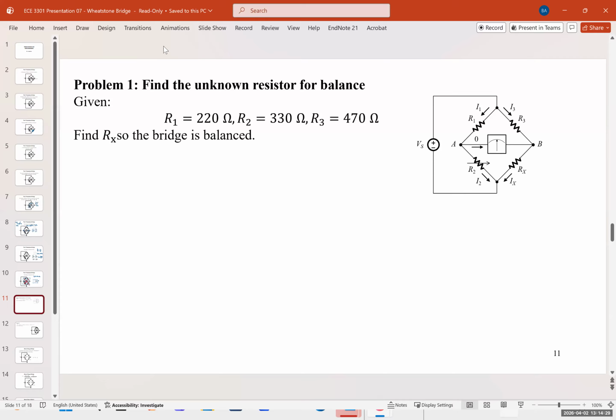Again, I'm going to just give you the equation. Rx would be equal to R2 R3 divided by R1 if it's a balanced system. In other words, R1 Rx is equal to R2 R3.